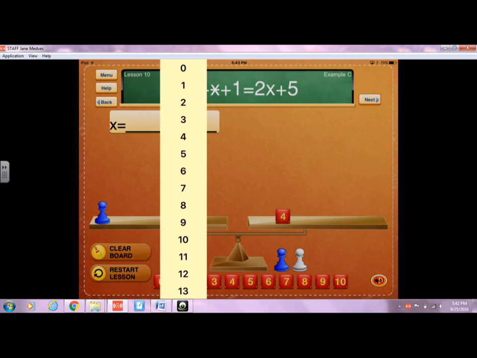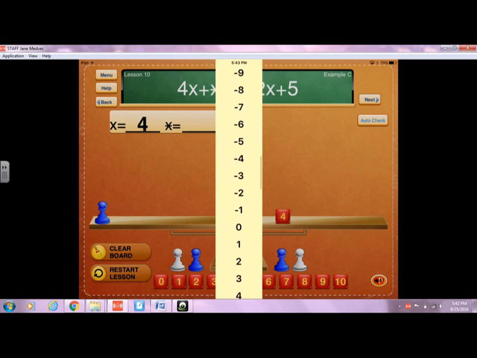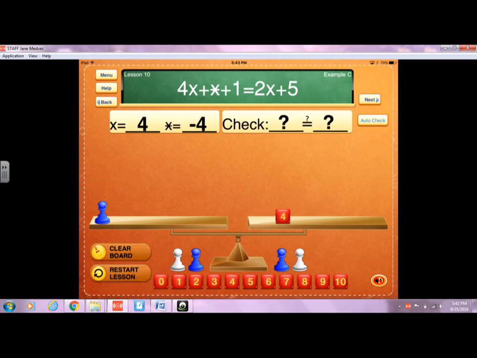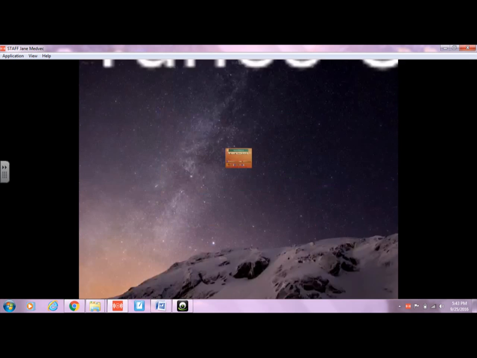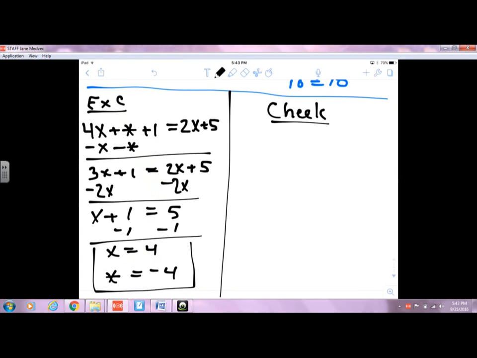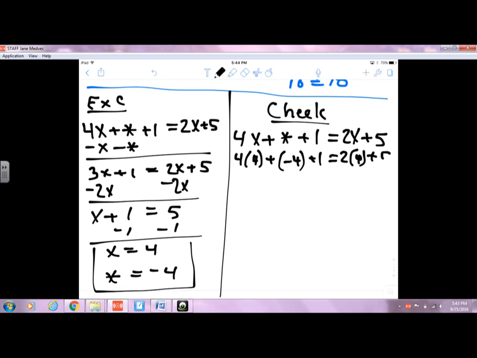So when you put it into the app, they are actually going to ask you for the other number. And now they'll open up the check. Okay? And then you do the check like you normally do. So let's go back into our check like we talked about. And I write the original problem. So 4x plus star plus 1 equals 2x plus 5. I'm going to take out my x and I'm going to put in my 4. So 4 times 4 plus negative 4, because that's what star is, plus 1 equals 2 times 4 plus 5.